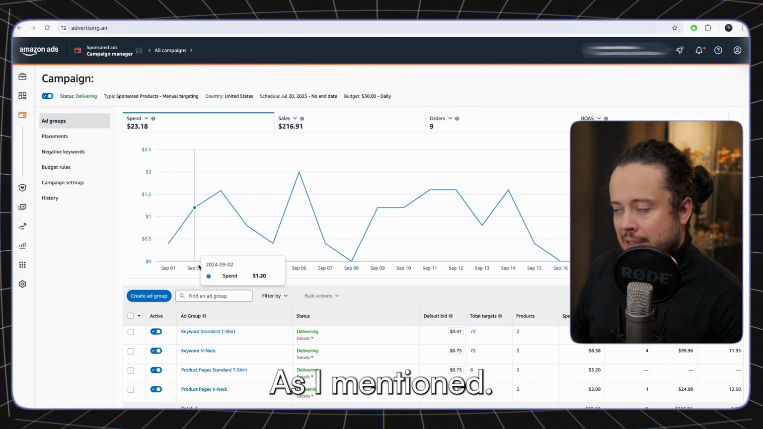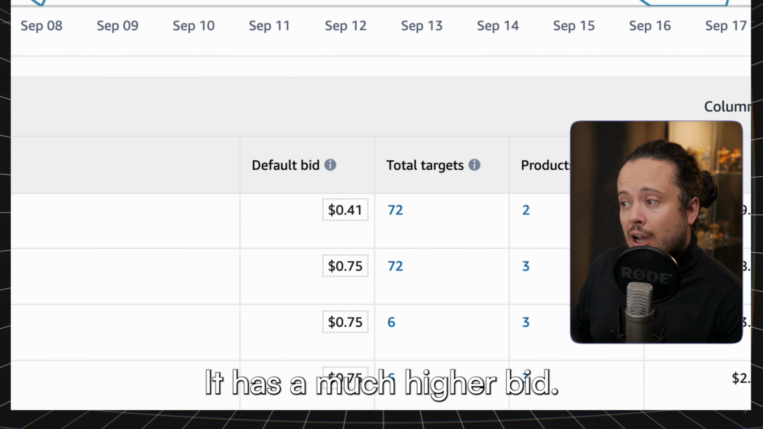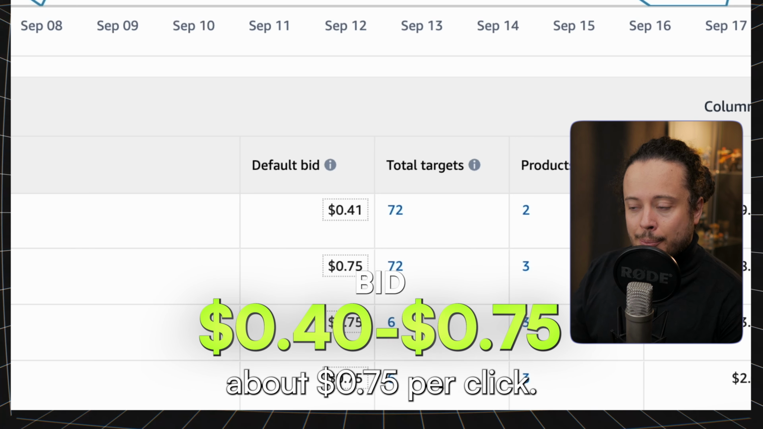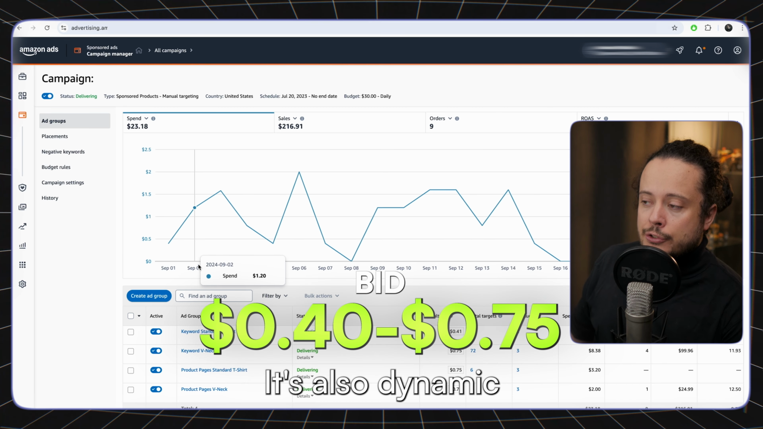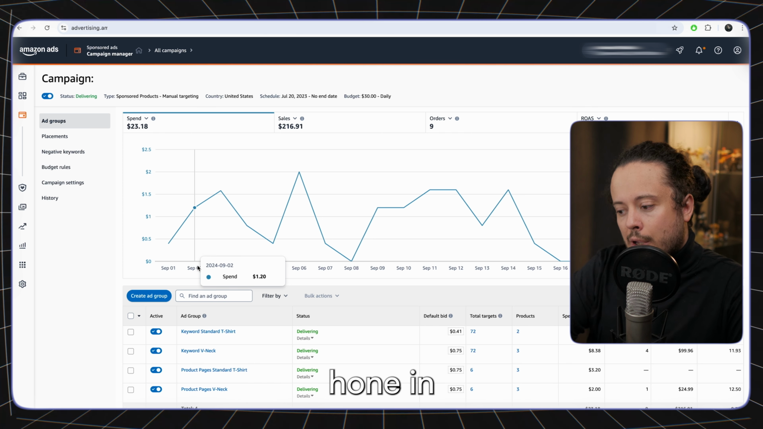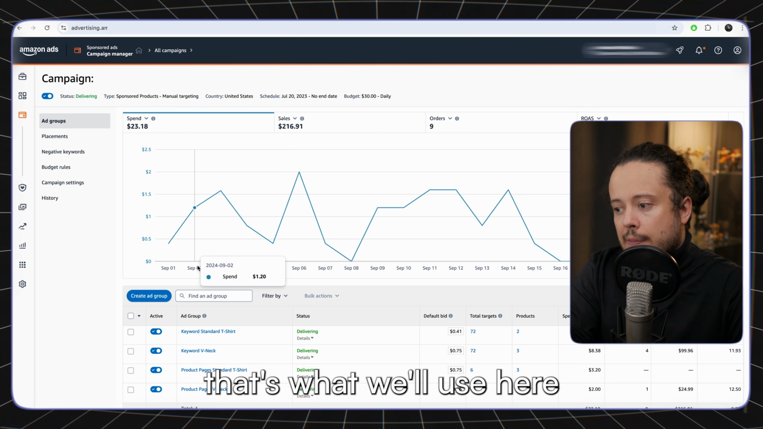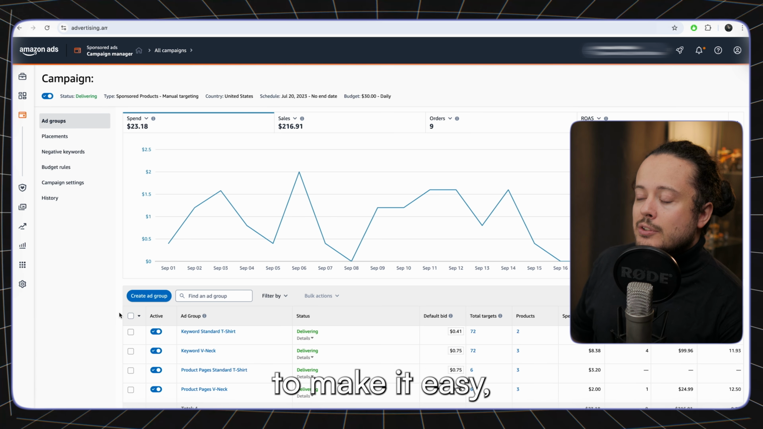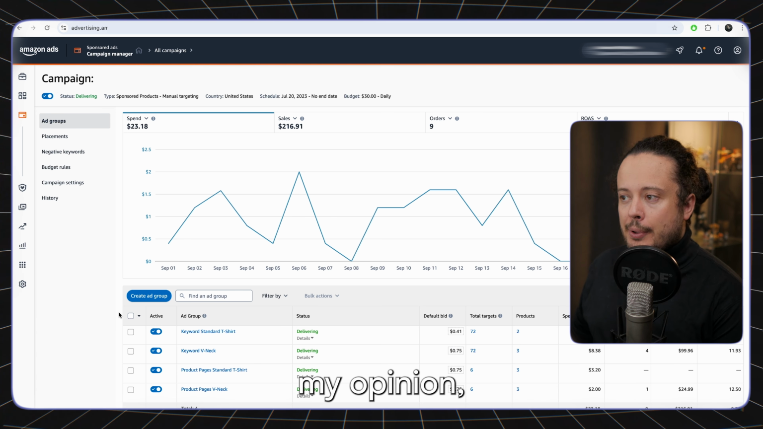So this is a manual campaign, as I mentioned. It has a much higher bid. I do it for like 40 cents to about 75 cents per click. It's also dynamic bids down only. And from the keywords that we get when we hone in on the specific listing, that's what we'll use here in our manual campaign.